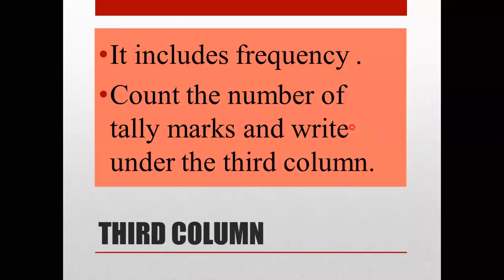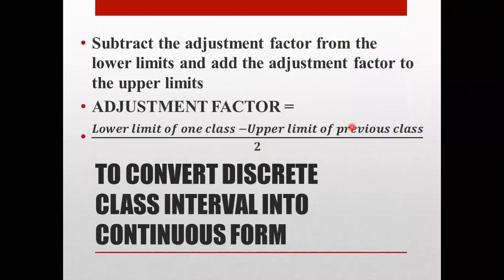Now after you know how to do it, it's very important that if you have been given the frequency distribution table in discrete form, where the class interval is in discrete form, and you want to convert it into continuous form, how do you go about it? Here you have to find the adjustment factor. The formula for the adjustment factor is the lower limit of one class minus the upper limit of the previous class, divided by 2. This adjustment factor you have to subtract from the lower limit and add to the upper limit. So let's see one example.